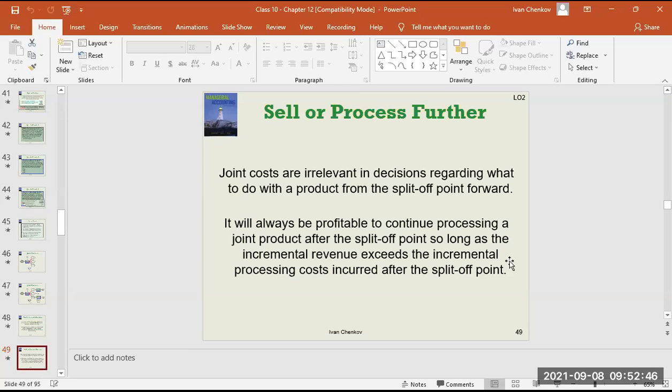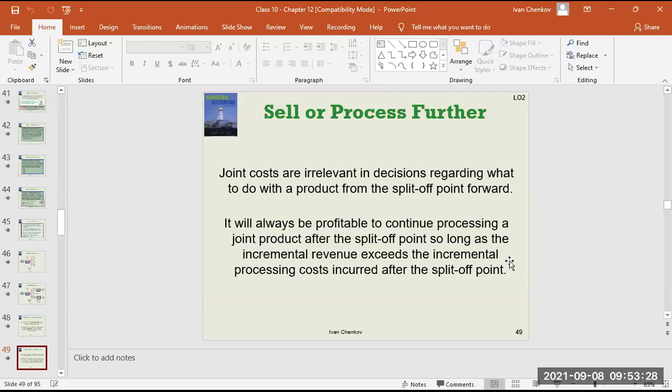Now, it always will be profitable to continue processing a joint product after the split-off point, as long as the incremental revenue, or the revenue that you're getting over the normal, is more than the cost after the split-off point. So, for example, I'm selling the milk for $4. If I convert it to yogurt, I can sell it for $6.